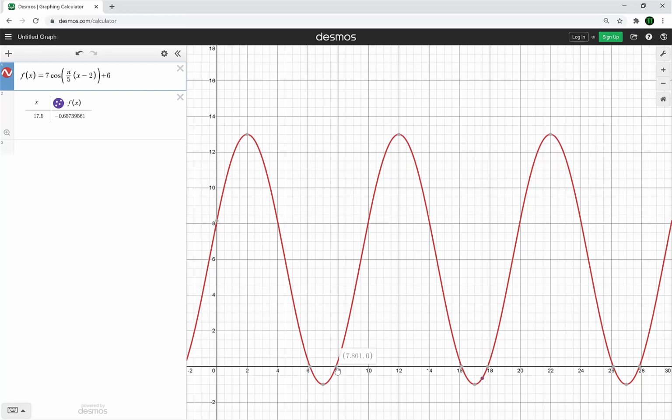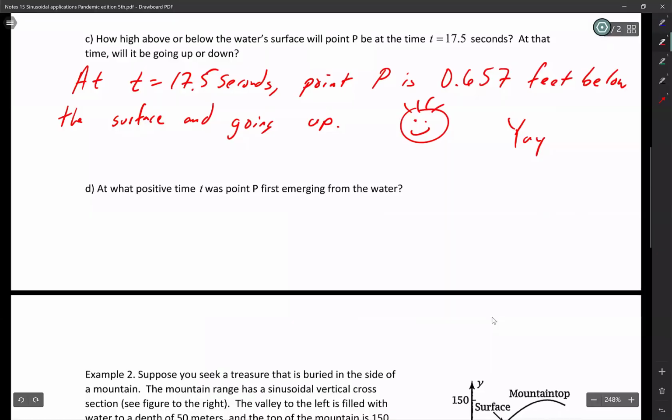So I see that that t value looks like it's 7.861. So write that down, guys. Write it down somewhere, 7.861. And that's what I'm going to use. I'm going to come back and I'm going to say point P was first emerging from the water. Let's use chemistry. Everyone uses H2O. Let's change it up. HOH.